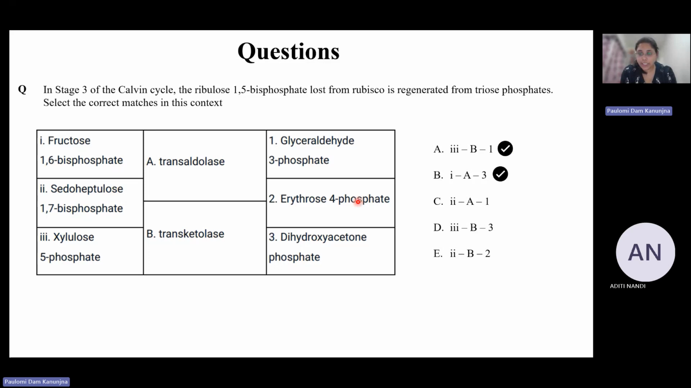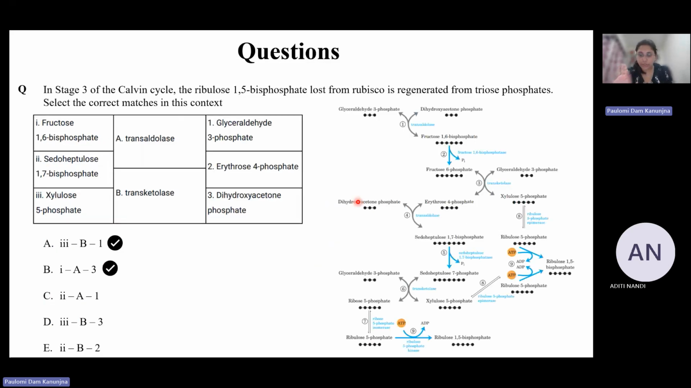So the first one you got it right. Next one is BSE. So this is what you need to remember. That's why I told you some key important reactions you need to remember. Let's look into this. First one says 3. 3 is xylulose 5-phosphate. Let's look at xylulose 5-phosphate. It's here, right?